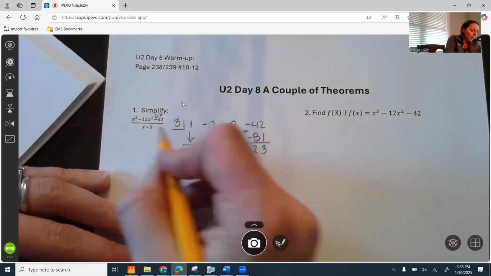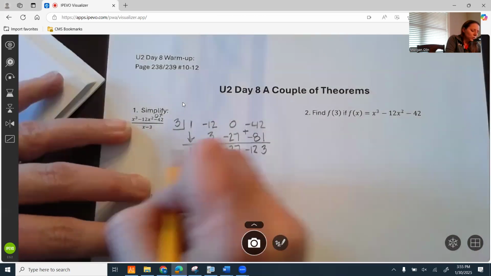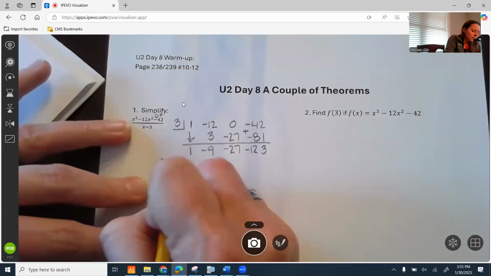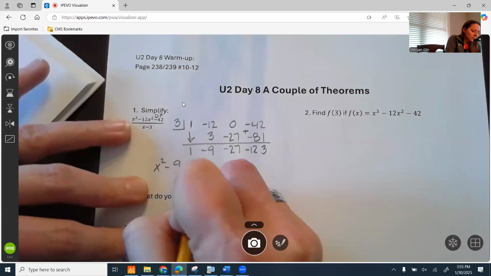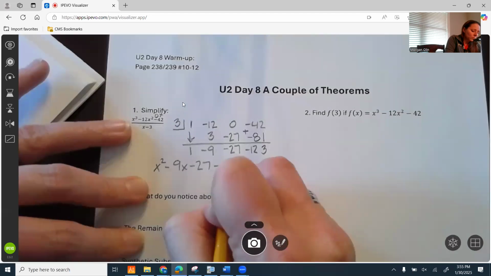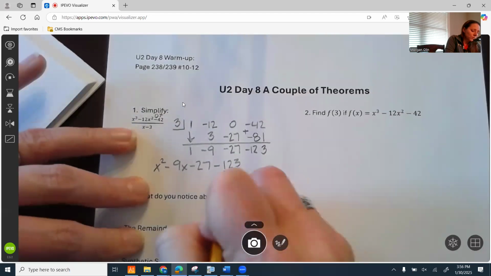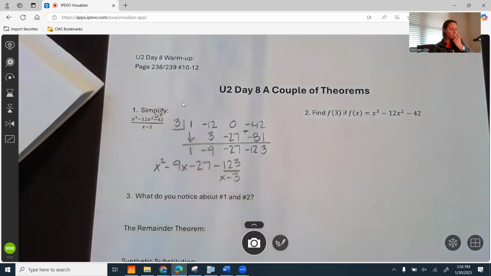And remember how we write this. If it starts with x cubed, we're going to say x squared, then x, then our constant. And for our remainder, we do -123 over what we're dividing by. Now let's move on to number 2.